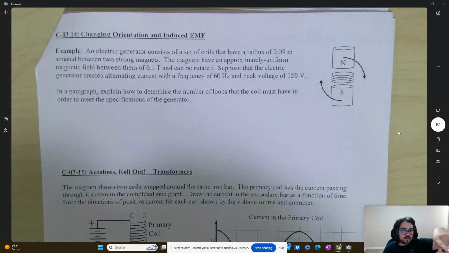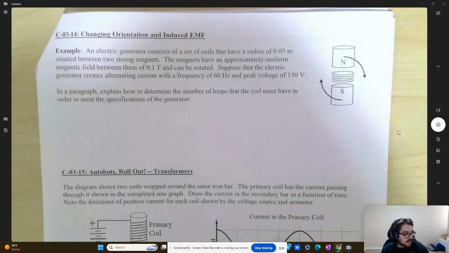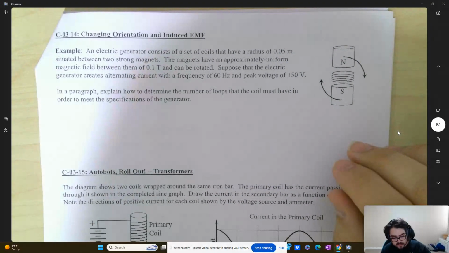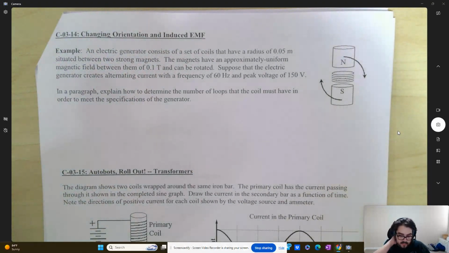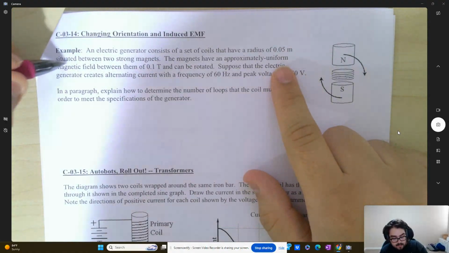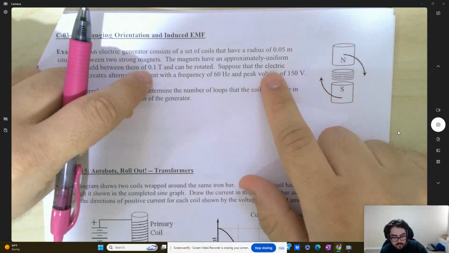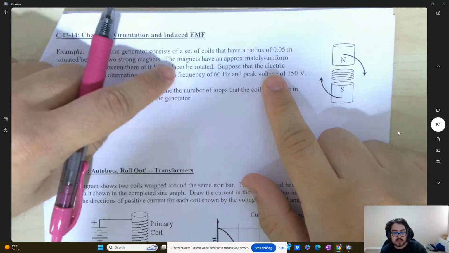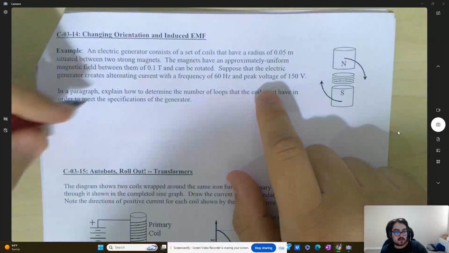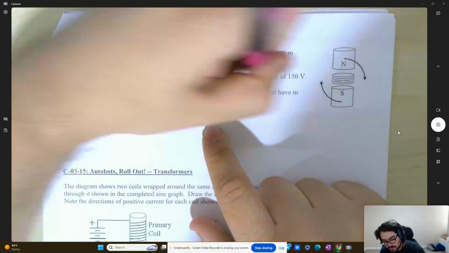All right. Changing orientation and induced EMF, shortest section of the notes ever. An electric generator consists of a set of coils that have a radius of 0.05 meters situated between two strong magnets. The magnets have an approximately uniform magnetic field between them of 0.1 teslas, and they can be rotated. Suppose that the electric generator creates alternating current with frequency 60 hertz and peak voltage of 150 volts.